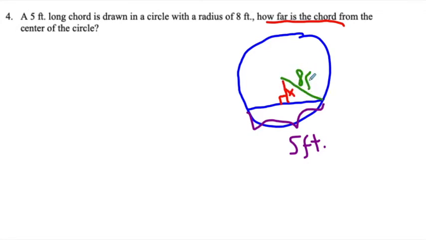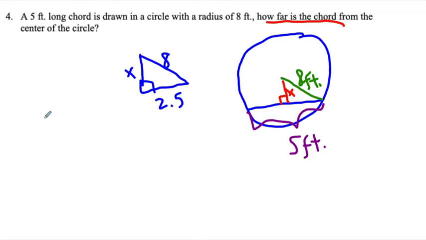So if you look, I've gone out of my way to make a right triangle, but I need to remember that because this is perpendicular, it cuts this chord length in half. So the actual right triangle I'm playing with has a hypotenuse of 8 feet. That'd be the radius. We're trying to find this length here, the distance from the center to the chord. And this length here would be 2.5.